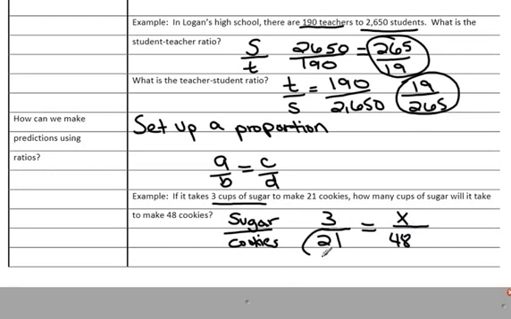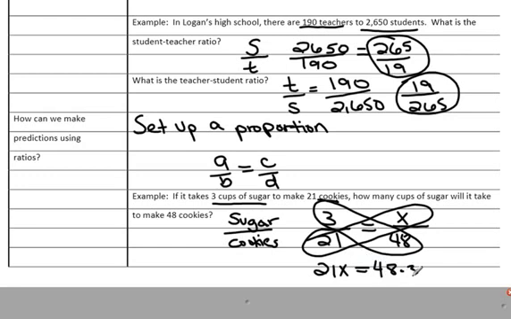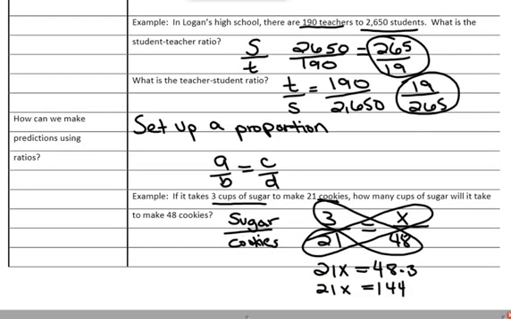So now that we have a proportion, we can cross multiply to find out how many cups of sugar it's going to take to make 48 cookies. So I would do 21 times x equals 48 times 3. So 21x equals 144. Dividing by 21, I will get a decimal, but I'm just going to round. You're going to get 6.85. So I'm going to round that to 6.9. So it's going to take about 6.9 cups of sugar for me to get 48 cookies.